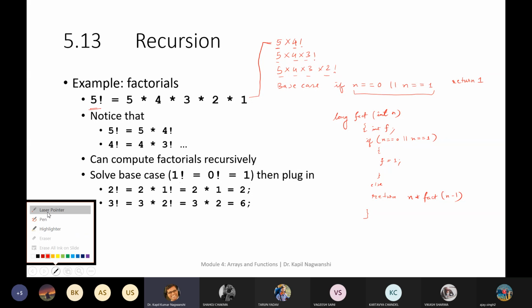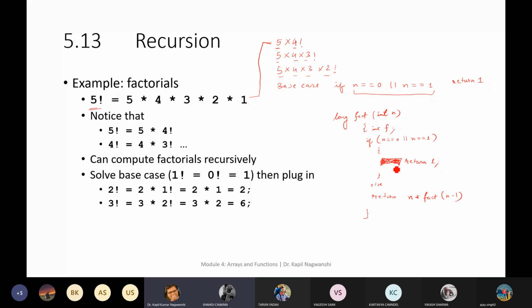So this I need to erase actually. The eraser will not work, so let me write. This will return n. No, return 1. It will not return n, because if we return n... It's written 1, yes, correct. So this will return 1.